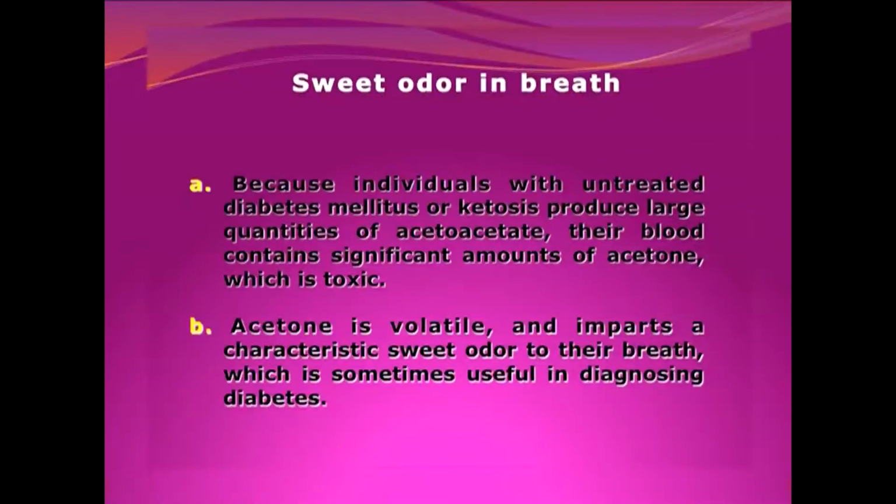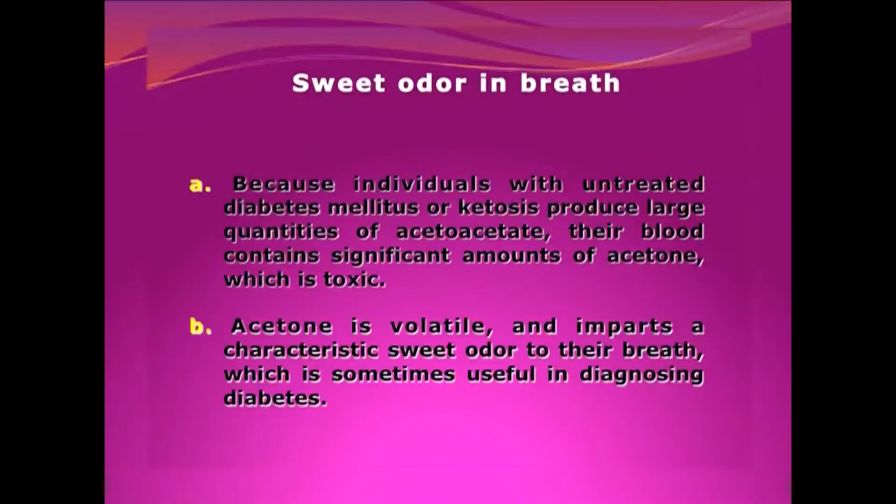Now coming to a very interesting aspect, sweet odor in breath. In case of untreated diabetes mellitus patients, there is an excessive accumulation of ketone bodies, particularly acetone, in their blood. Now, acetone is a compound that has a sweet odor. So, the breath of untreated diabetic patients will give out a sweet smell that helps the doctors recognize that they have an untreated diabetes mellitus disorder and must be treated very soon.